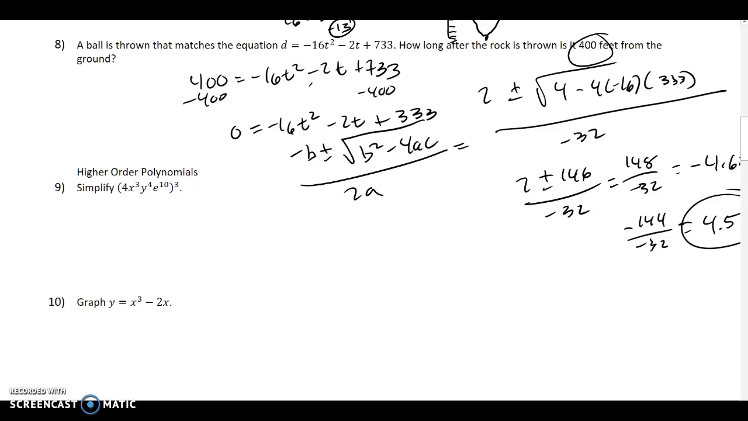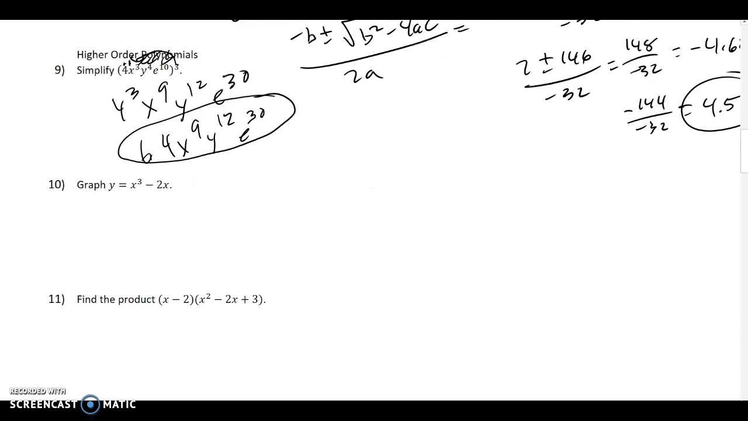All right, number 9. Number 9 is not too difficult here. We're going to put in an imaginary 1 on that 4. Then we're going to distribute this power into all of them. So we have 4 to the 3rd, x to the 9th, y to the 12th, e to the 30th. 4 times 4 times 4 is 64. X to the 9th, y to the 12th, e to the 30th.